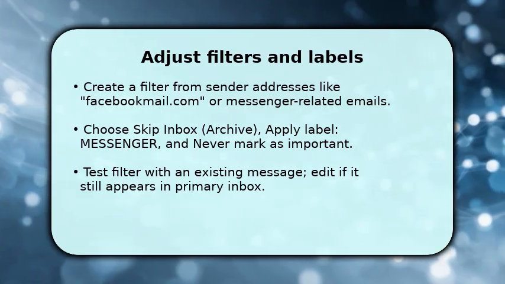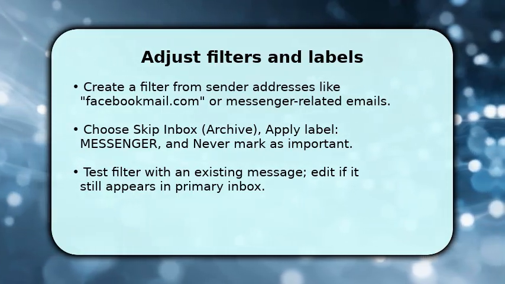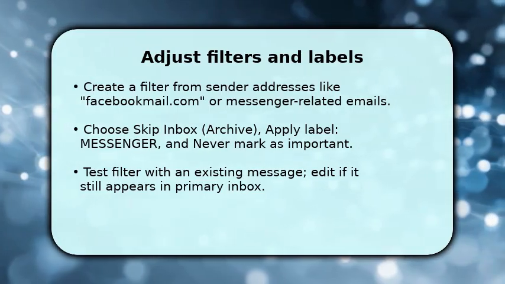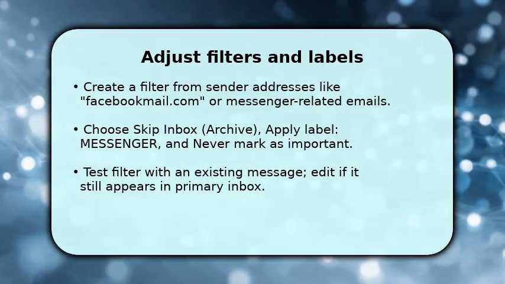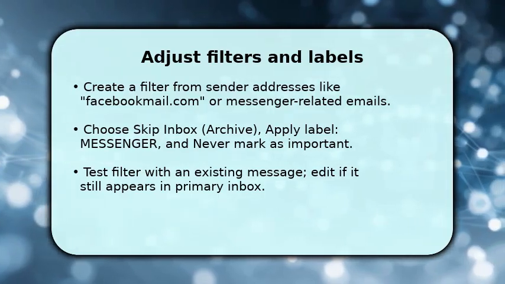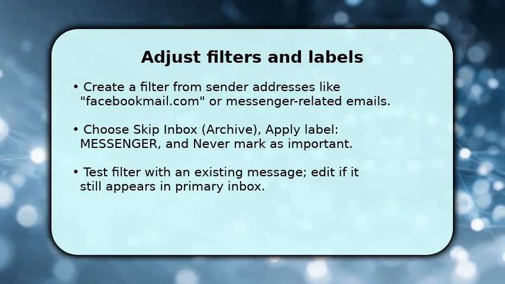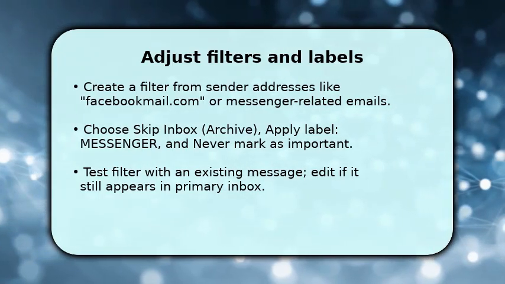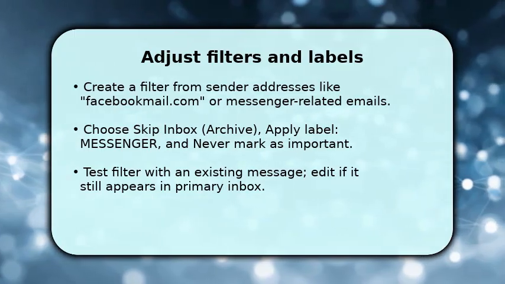Click Filters and Blocked Addresses, right arrow, create a new filter. Enter common senders or subject keywords used by Messenger, then click Create Filter. Select Skip the Inbox, apply a label such as Messenger, and check Never Mark as Important so Gmail won't surface them. Once created, run the filter on matching conversations to move existing emails.